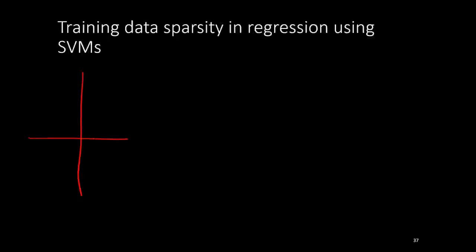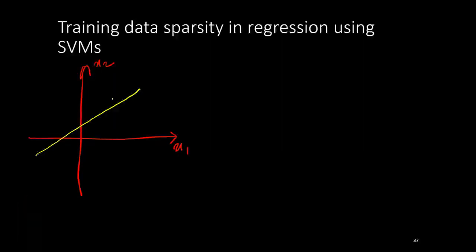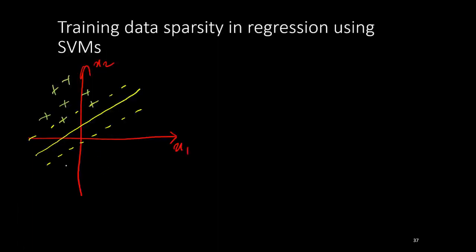In classification problem, let's say you have an x1, x2 space, and our objective is to find a boundary, okay, such that all the positive points are on one side, all the negative points are on other side, and they do not intrude into the margin. So all the positive points are here, some of them are on the boundary, all the negative points are here, some of them are on the boundary. So these are the support vectors, they are on the margin.